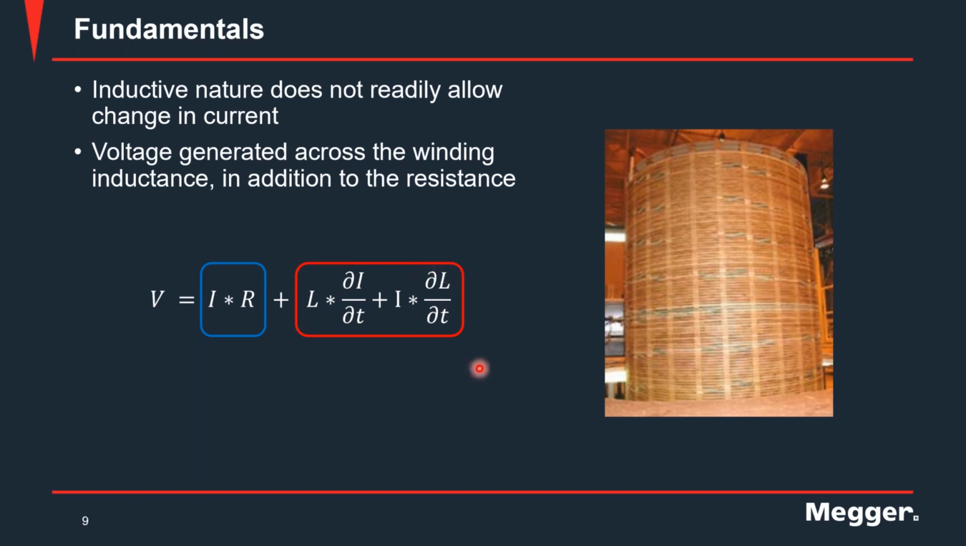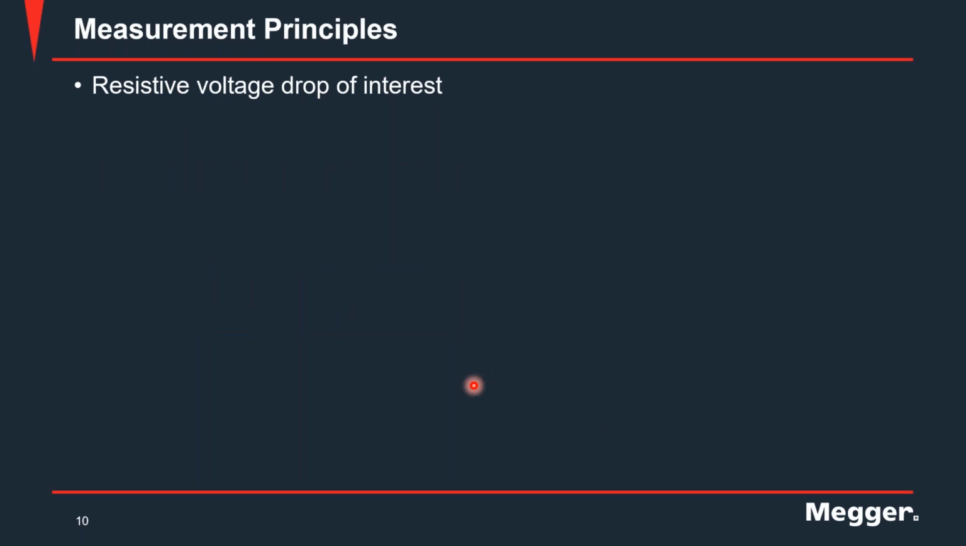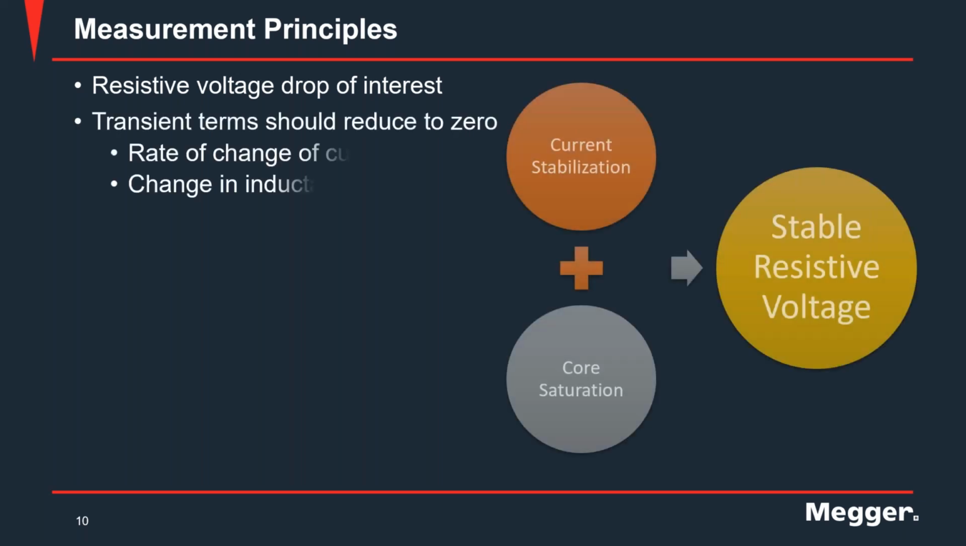These two terms are transient terms which are present because of the inductive nature and inductive behavior of the winding, and we want to make sure that they are not part of our measurement. As we discussed, our main interest is to make sure that the resistive voltage drop is being calculated and measured. That's why these transient terms have to go to zero.